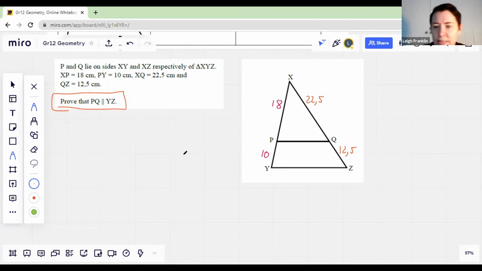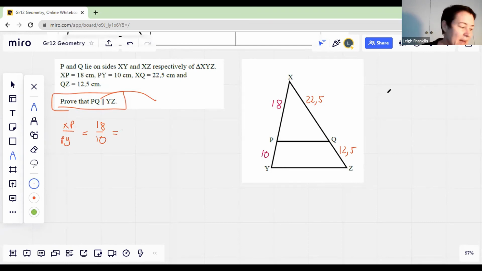So we have to set it out like this. We're going to set it out as XP over PY, and then we're going to work out what that is. So XP over PY, what should I write next? XQ over QZ. No, I can't write that, Hamid. I'm not allowed to write that, because then I'm making an assumption. If I write that, then I'm assuming that this is true. I'm trying to prove that it's true using the information that's given to me. So what I need to write is that XP over PY is 18 over 10.